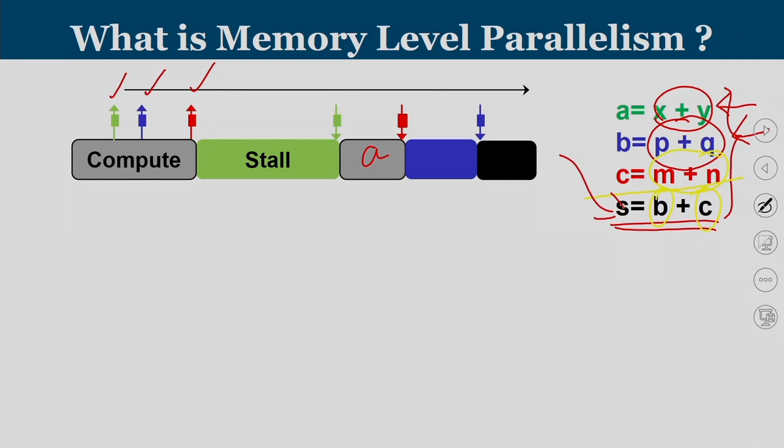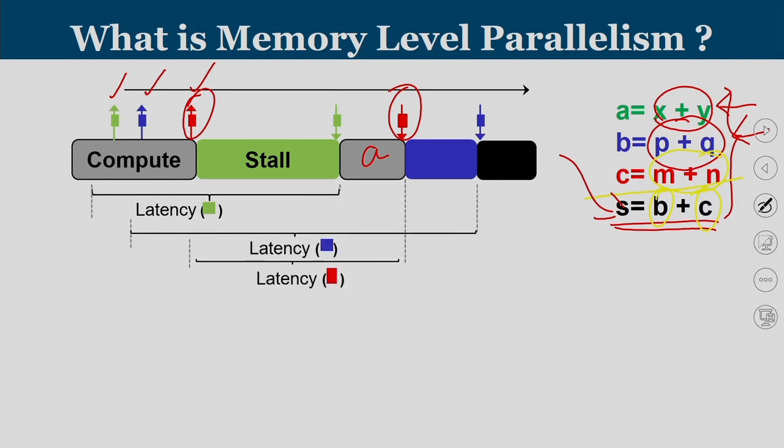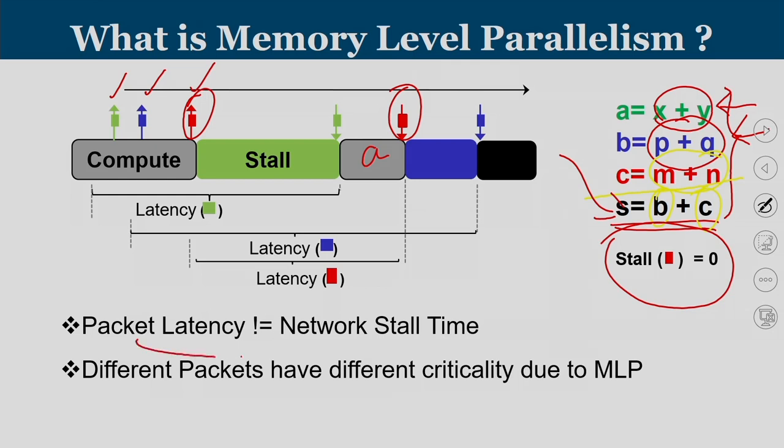Luckily, we can see that there are no red bars in this. The processor is not waiting for the misses that are triggered by the red packet. Why has it happened? There was a miss that occurred. The red packet came back. So now we can see the latency of green, the latency of blue, as well as the latency of the red. Here, there is no stall with respect to the red packet. So packet latency is not equal to network stall time.